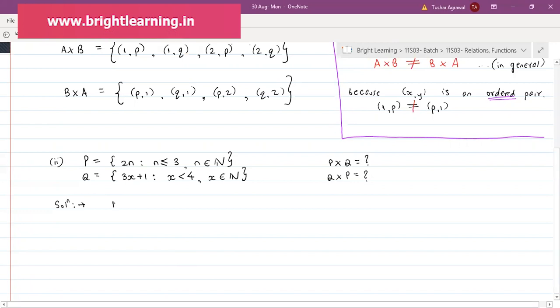Okay. So can you see that P? First, you should write what the set P will actually look like. Now this part I will not explain. I will directly write the answer for P. P will be equal to 2 into n, where n takes the values 1, 2, 3. N is a natural number.